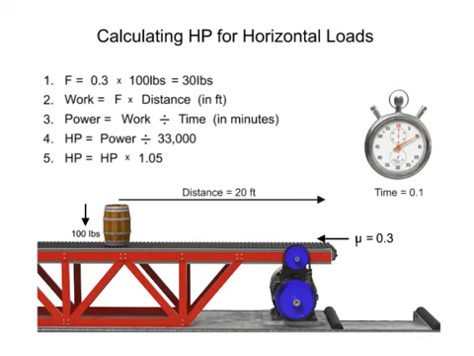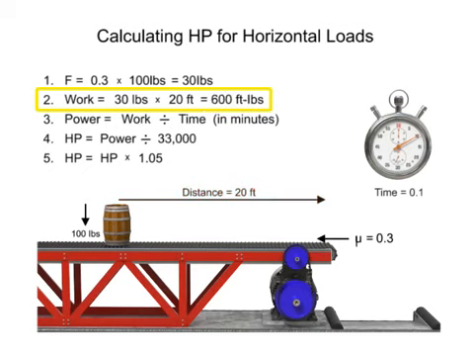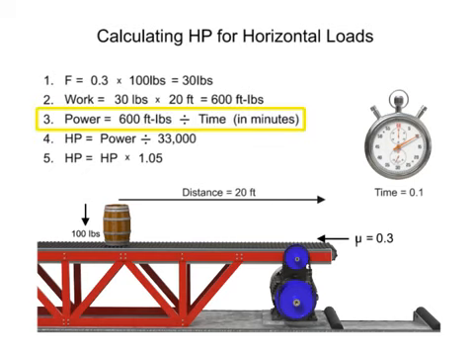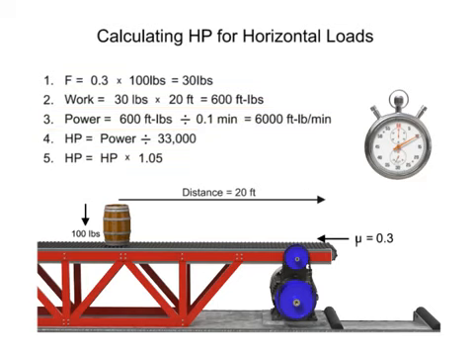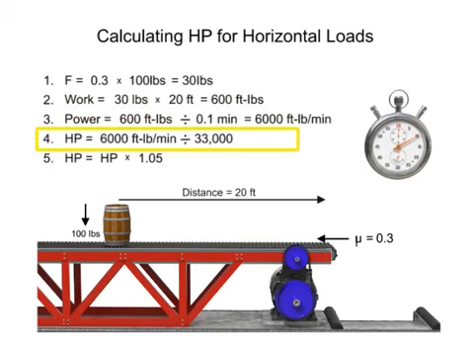Then, determine the amount of work required by multiplying the force by the distance, 20 feet. For this system, the work required is 600 foot-pounds. Next, calculate the power by taking the work and dividing by the time, 0.1 minutes. The power is equal to 6,000 foot-pounds per minute. Then convert to horsepower by dividing the result by 33,000. This yields a result of 0.18 horsepower.